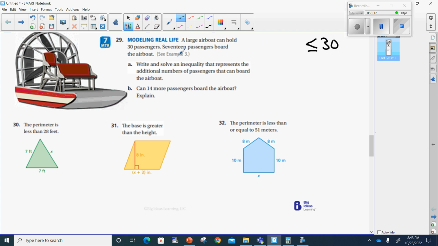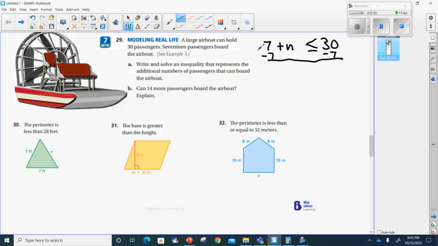It says 17 passengers board the airboat. So that means the 17 people are there, and I can add this to some number, since it's not telling me the other number, and it has to be less than or equal to 30. Write and solve an inequality that represents the additional number of passengers that can board the airboat. All right, there's an inequality. Now I've got to solve it. So I would subtract 17 from this side to get n by itself, which means I subtract 17 from this side.